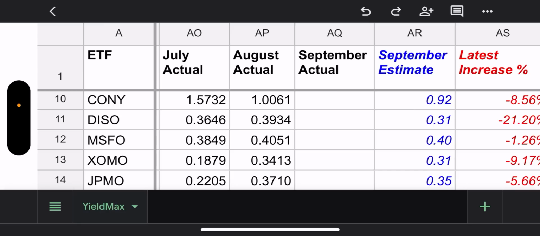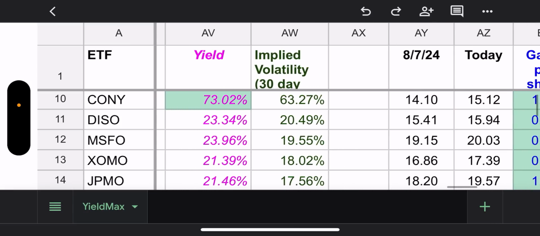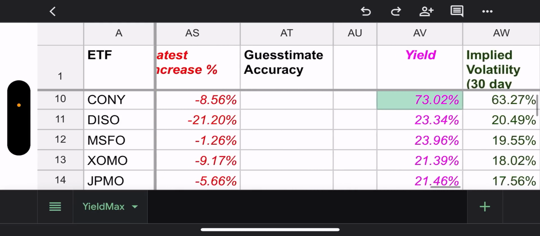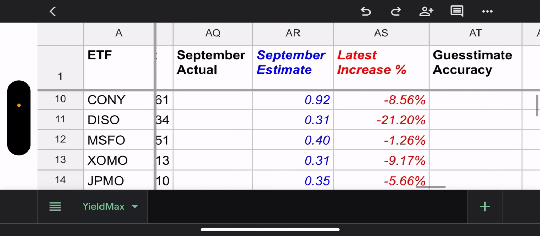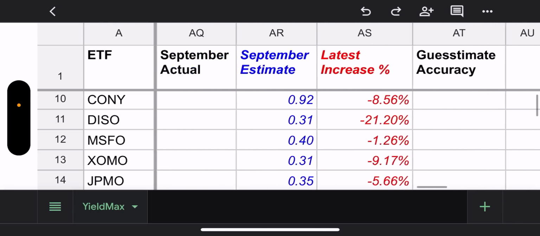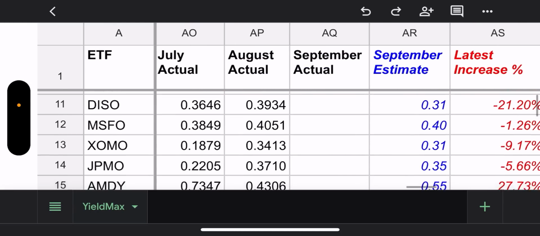So I'm going to bring it down a little to 92 cents, which is a 73% yield, 10% higher than the IV of 63%. They had gains per share of $1.02. Why do I think it's 92, which is kind of low? Well, look at where the price is too. It's at 15 bucks. I don't know. I just don't think they're going to pay $1 anymore, at least this month.